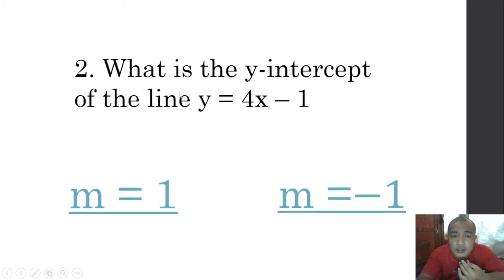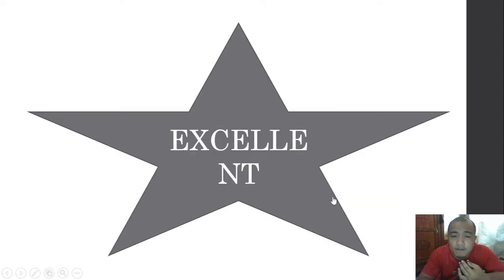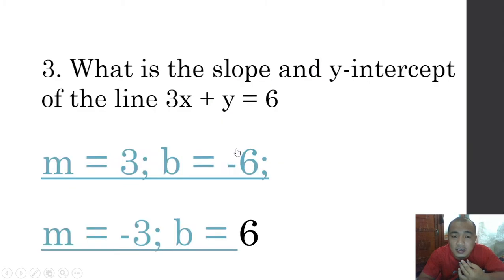How about the y-intercept of the line y equals 4x minus 1? The slope is 4, and negative 1 is the y-intercept. So this is not the correct answer. It's negative 1, of course. You are excellent. Next item.